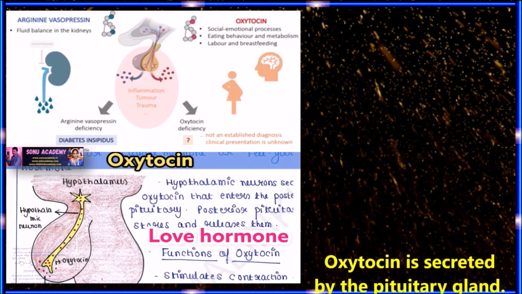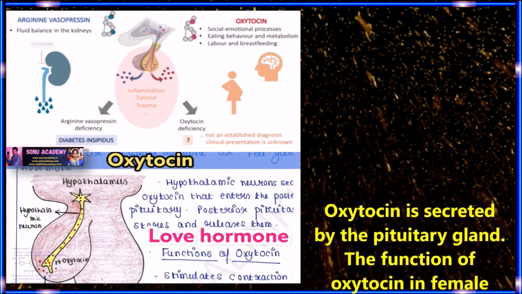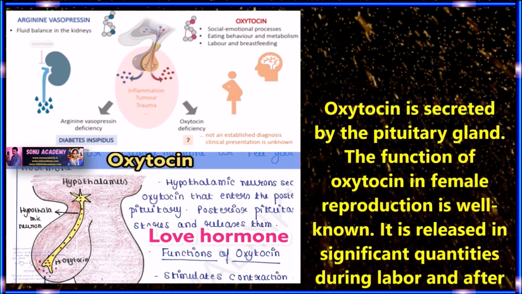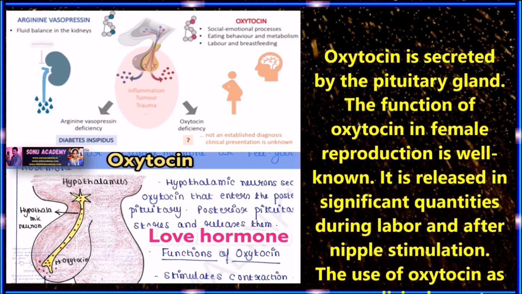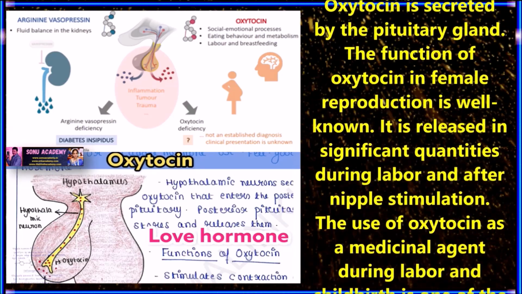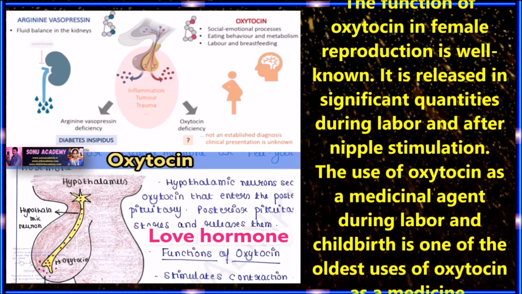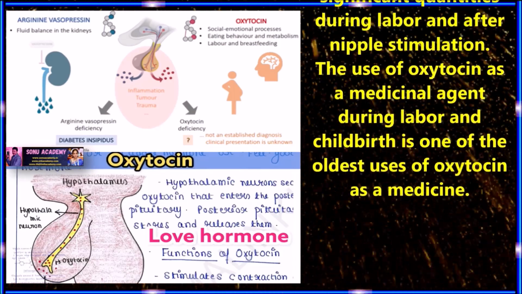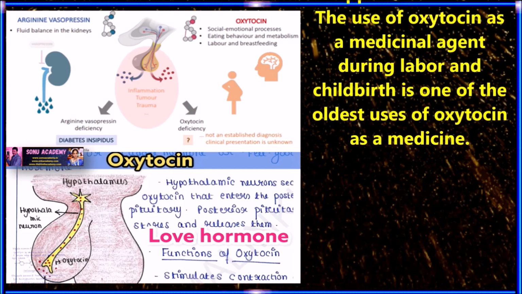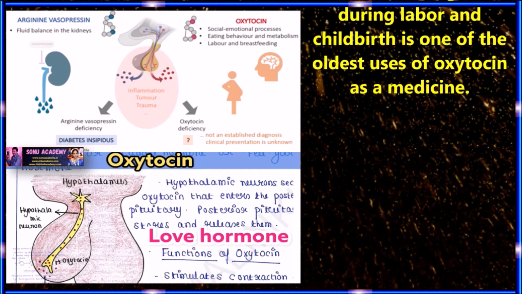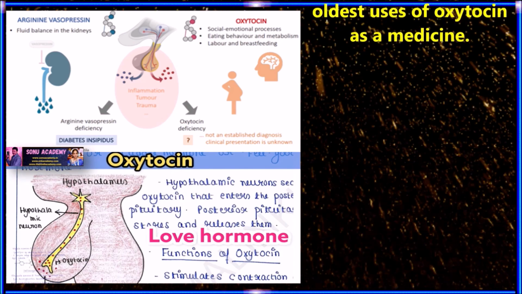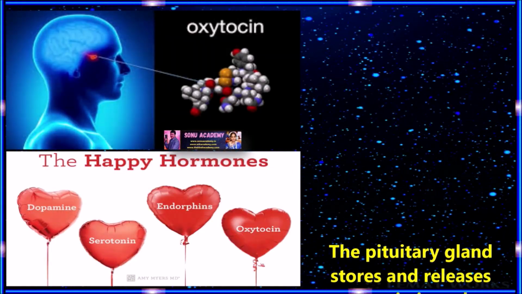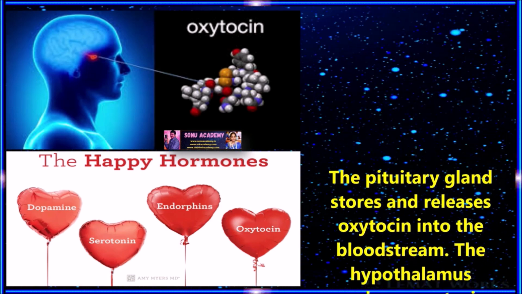Let us discuss the oxytocin hormone. Oxytocin is secreted by the pituitary gland. The function of oxytocin in female reproduction is well known. It is released in significant quantities during labor and after nipple stimulation. The use of oxytocin as a medicinal agent during labor and childbirth is one of the oldest uses of oxytocin as a medicine. The pituitary gland stores and releases oxytocin into the bloodstream.